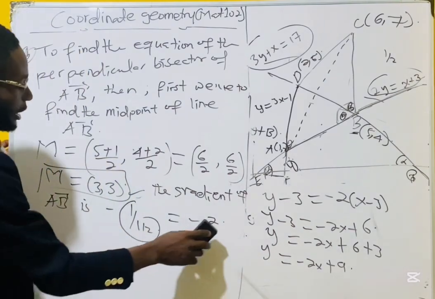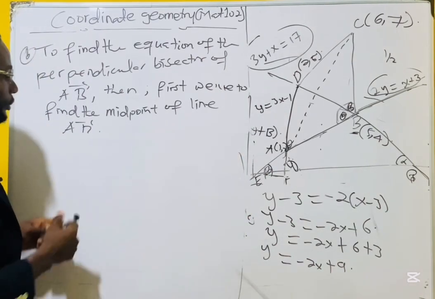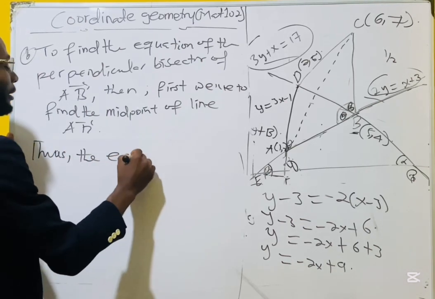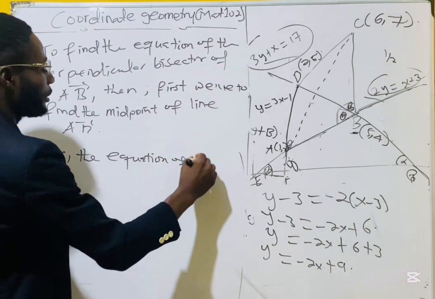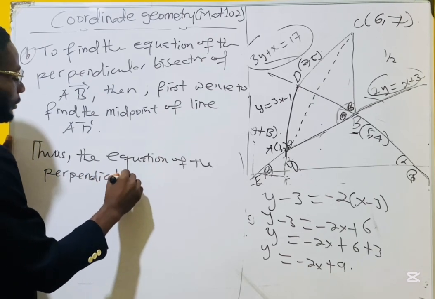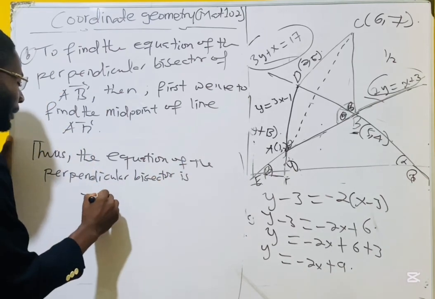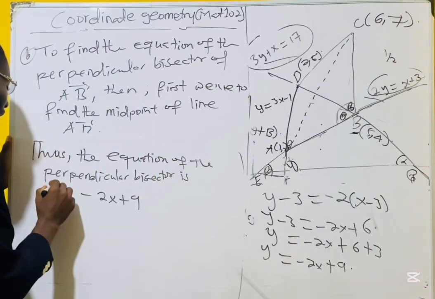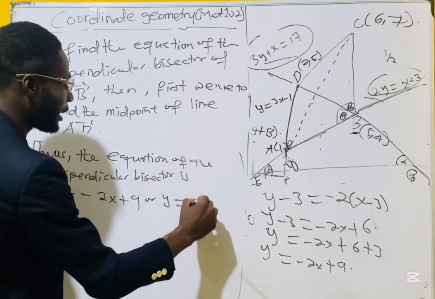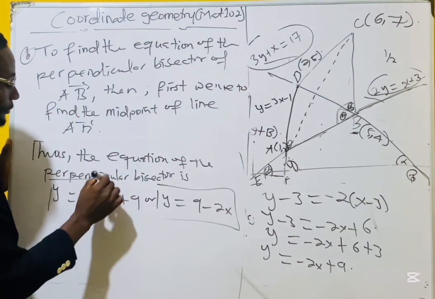So let me conclude here. So you can say that the equation of the perpendicular bisector is minus 2x plus 9, or y equals 9 minus 2x. This and this, there is no difference, okay? They are all the same.